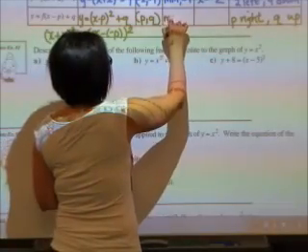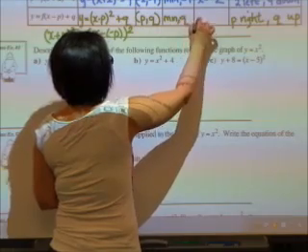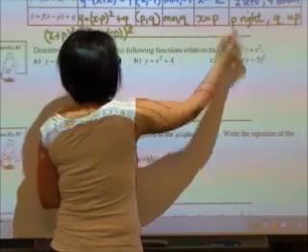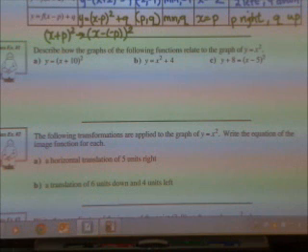I'd have a minimum value of Q and an axis of symmetry where X would be equal to P.